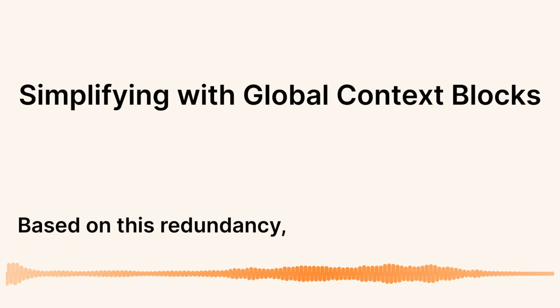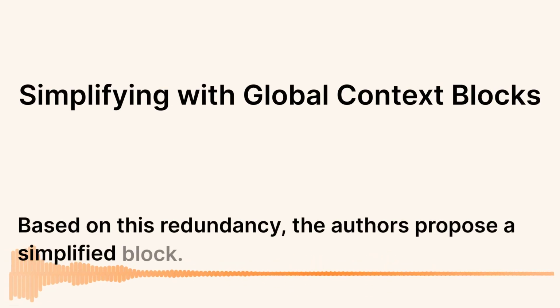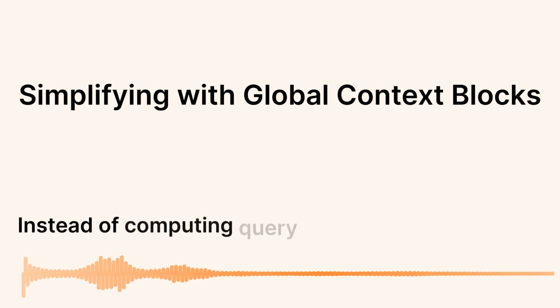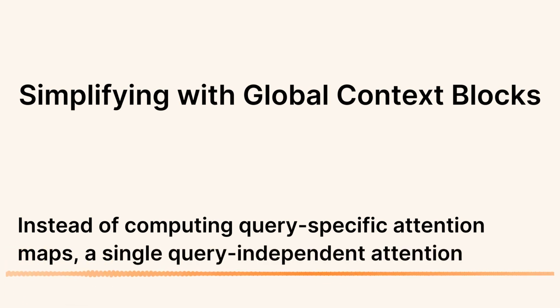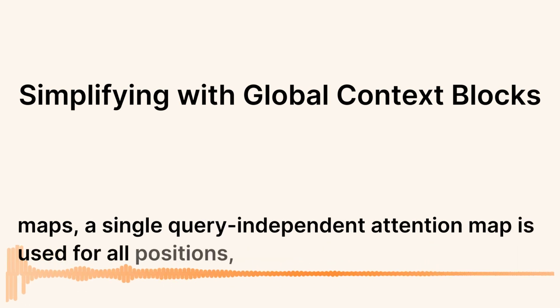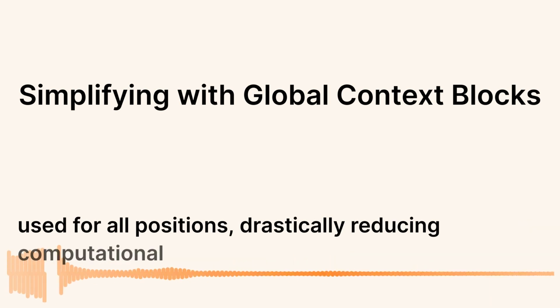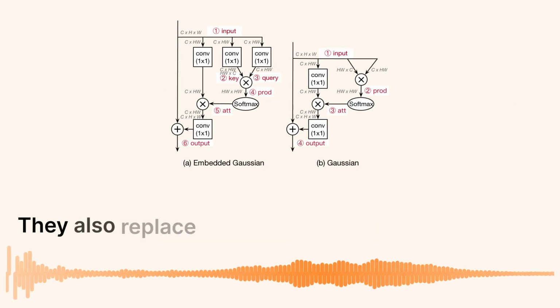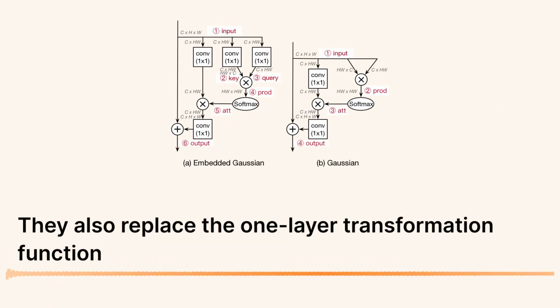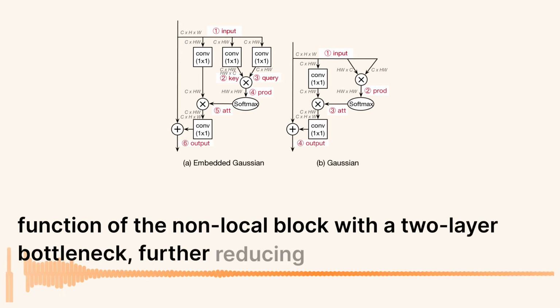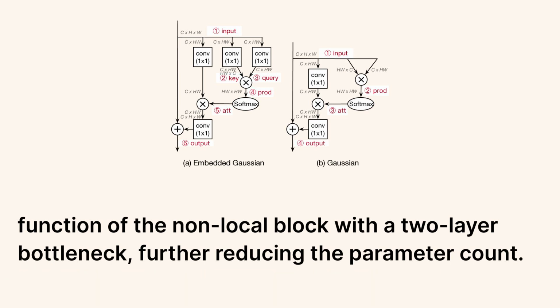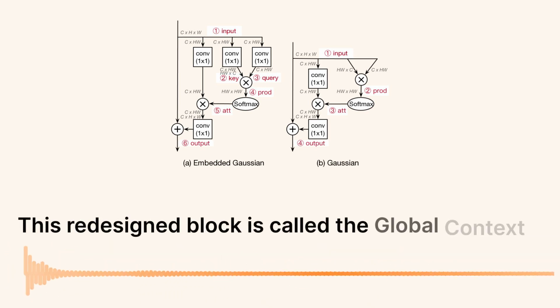Based on this redundancy, the authors propose a simplified block. Instead of computing query-specific attention maps, a single query-independent attention map is used for all positions, drastically reducing computational load. They also replace the one-layer transformation function of the non-local block with a two-layer bottleneck, further reducing the parameter count. This redesigned block is called the Global Context, GC, block.